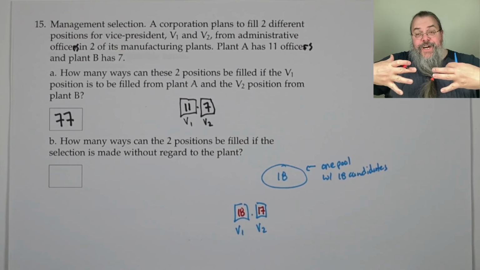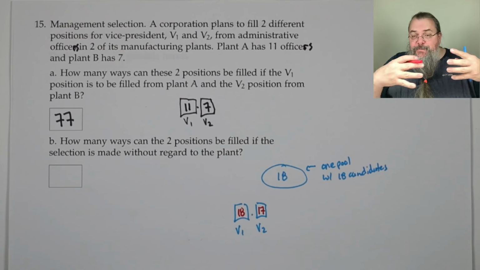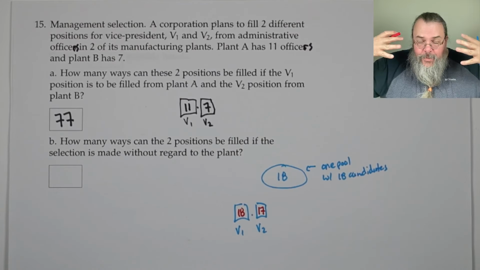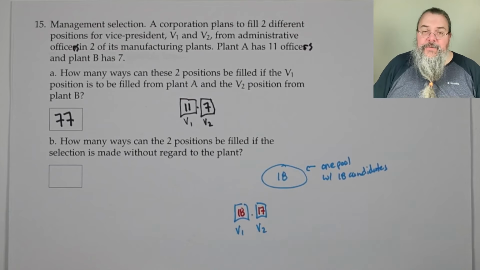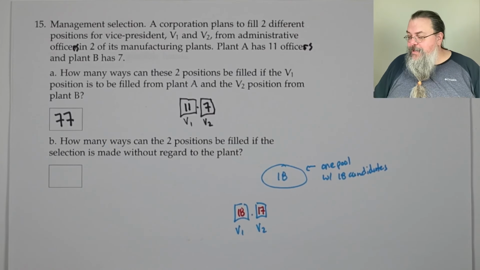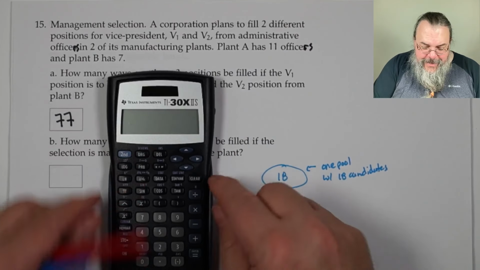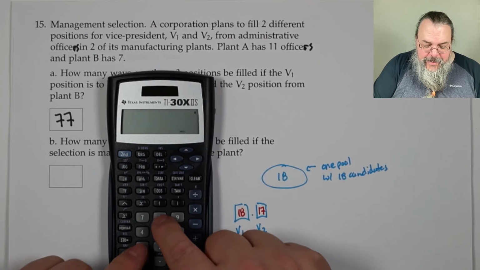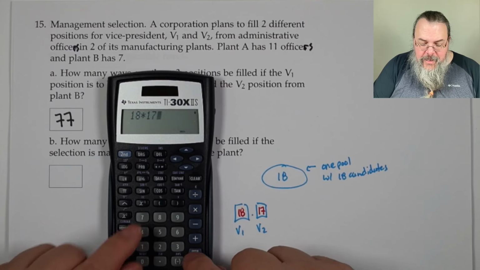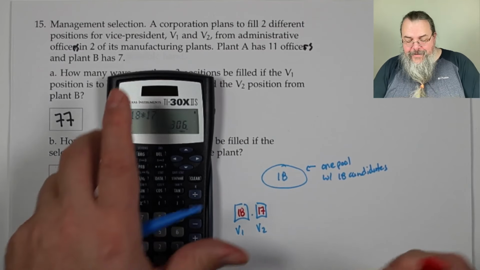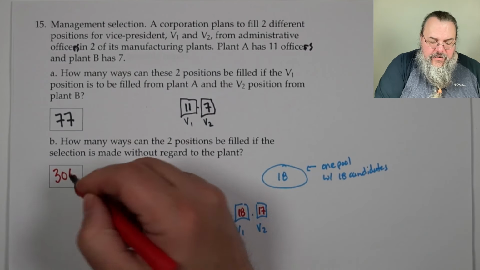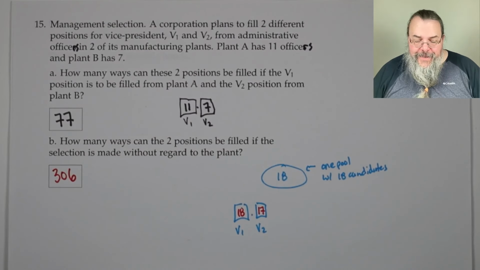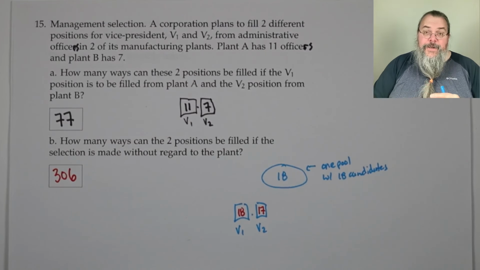Because again, it's one giant pool. I'm no longer distinguishing plant A versus plant B. It's just one pool of 18 people. So the answer is going to be 18 times 17. And you know what? I'm going to use a calculator for that one. Why not, right? 18 times 17 gives us 306. So there are 306 different ways to pick our vice president if we don't care about which plant they come from.